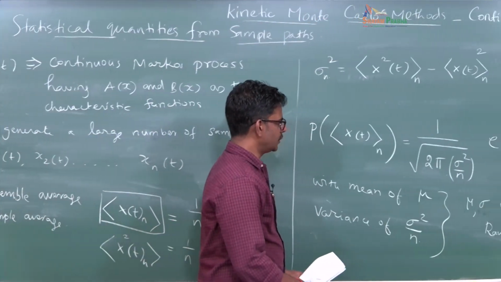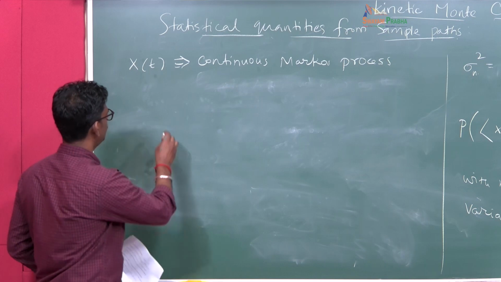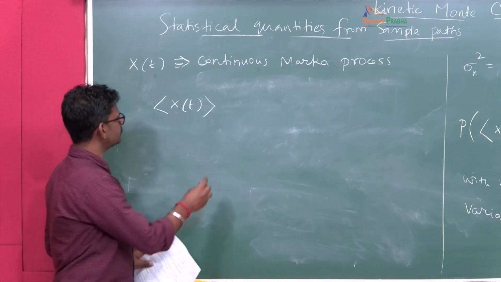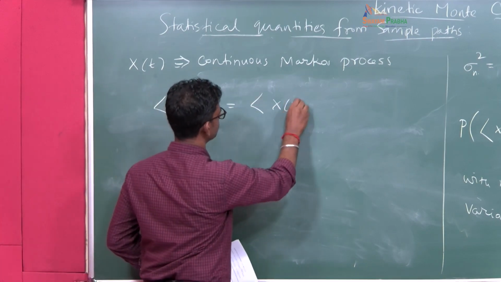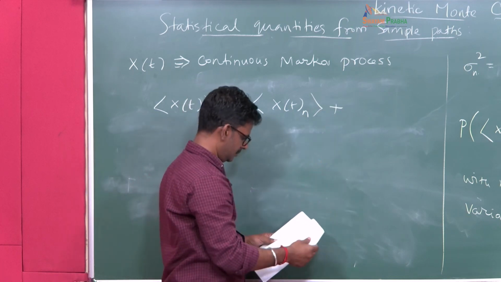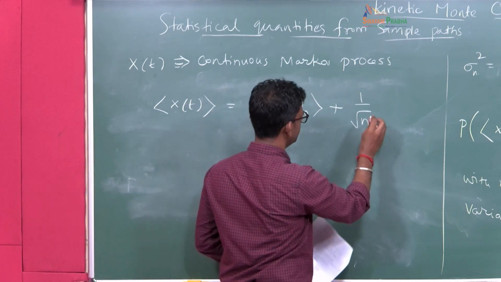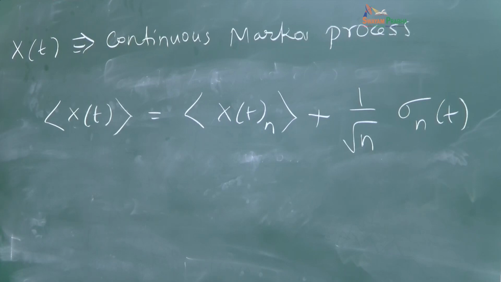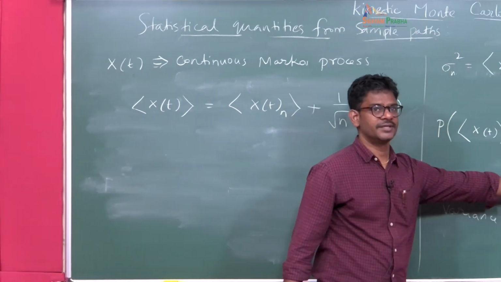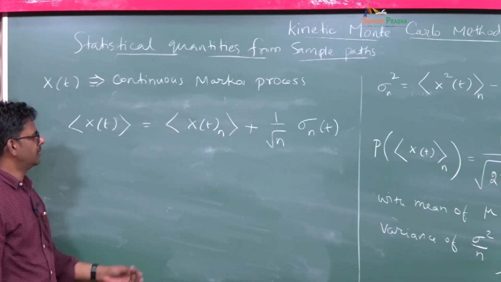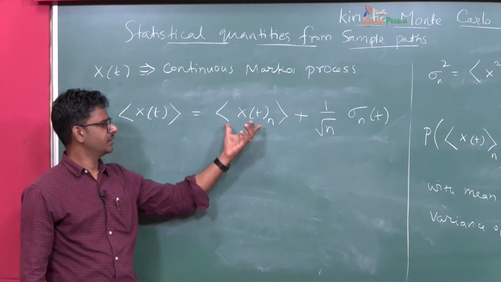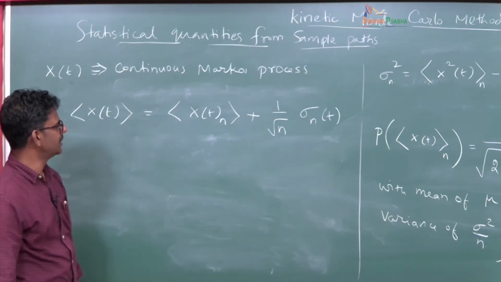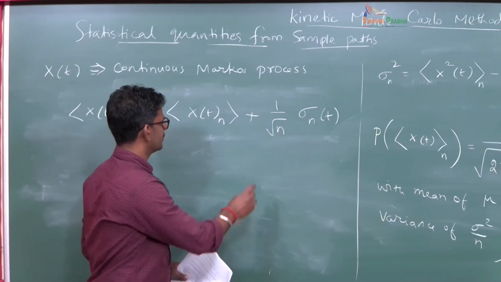And what we can show from here is that the true mean can be written as the sample mean over n number of samples plus 1 by square root of n times sigma n. I am writing this based on this particular central limit theorem result: this is the sample mean we generate from the number of samples, and this is the variance we again calculate from the same number of samples, and this tells you the uncertainty.